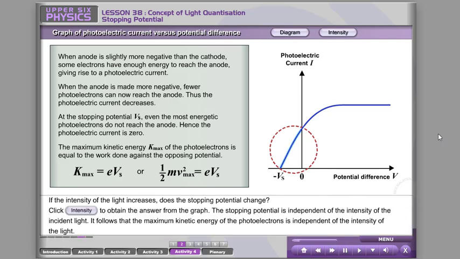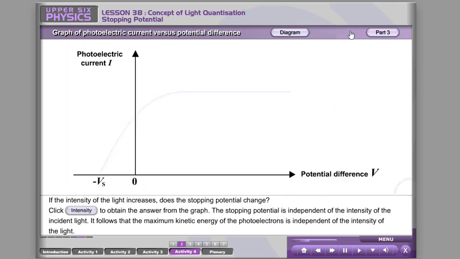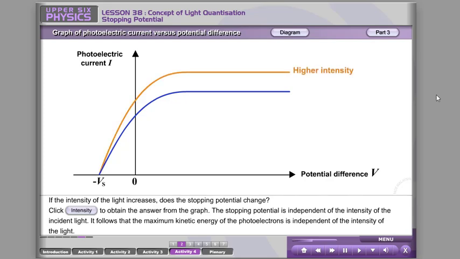If the intensity of the light increases, does the stopping potential change? Click the Intensity button to obtain the answer from the graph. The stopping potential is independent of the intensity of the incident light. It follows that the maximum kinetic energy of the photoelectrons is independent of the intensity of the light.